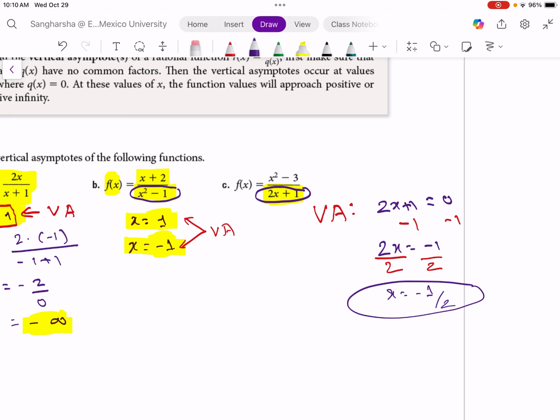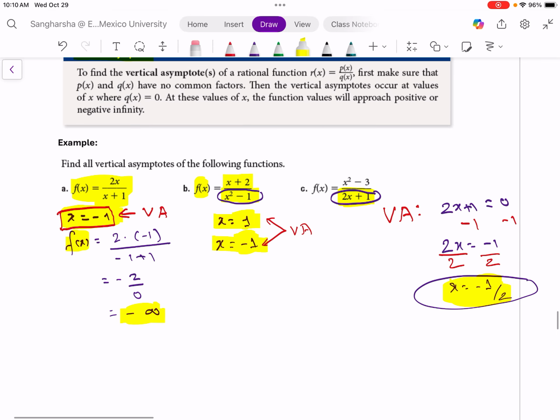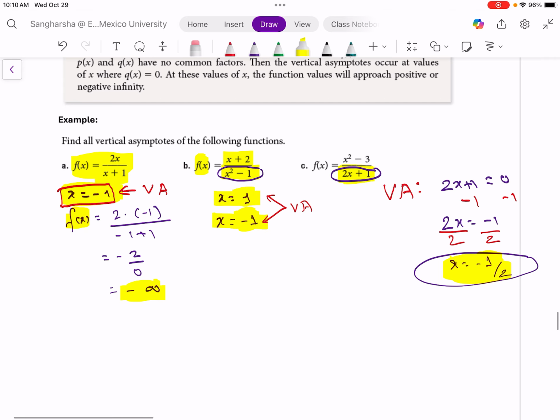If you could not find a number by observation, write down the denominator and make it equal to 0. You solve that equation, and the solution for that equation is the vertical asymptote. So this is the vertical asymptote for this function. There is a vertical line at negative 1/2. Any question about finding a vertical asymptote?